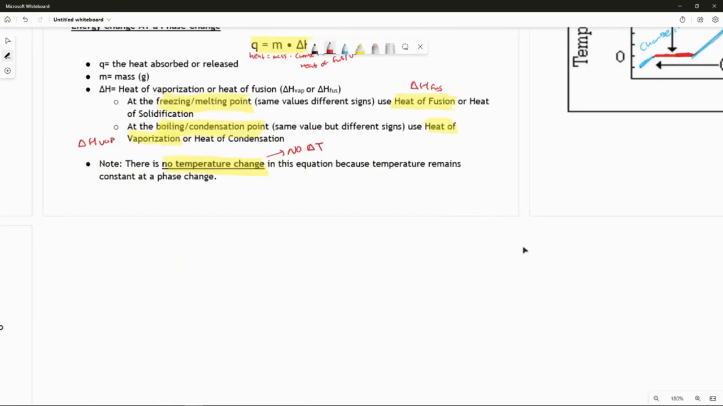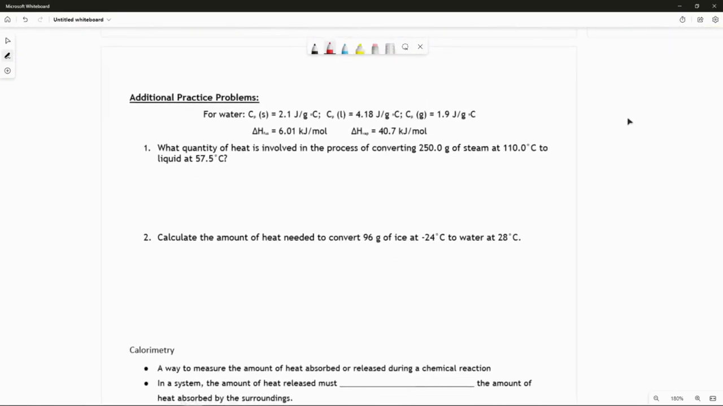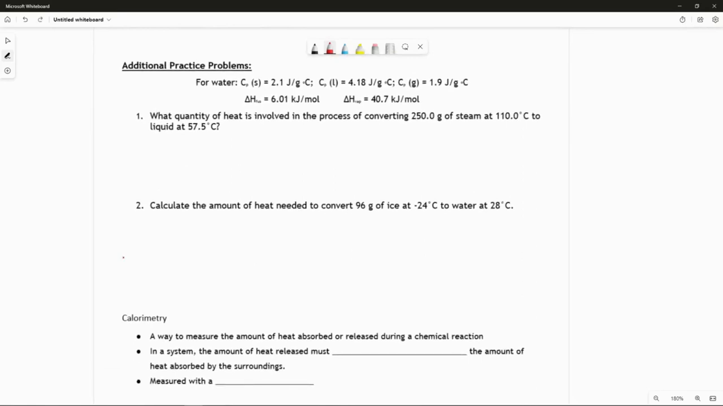Let's try another example. Practice problem. What quantity of heat is involved in the process of converting 250 grams of steam mass at 110 degrees Celsius to liquid at 57.5 degrees Celsius? And you're looking for the quantity of heat, so you're looking for Q. Q equals question mark. All right. So you have to start off by thinking about this question. You're not going just from a liquid to a liquid, right? You're changing temperatures across multiple phases of matter.